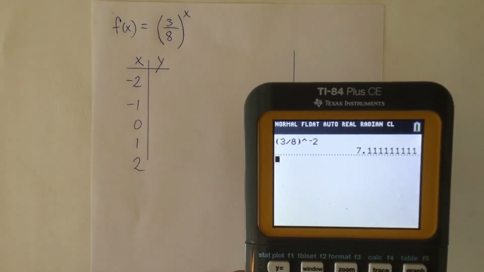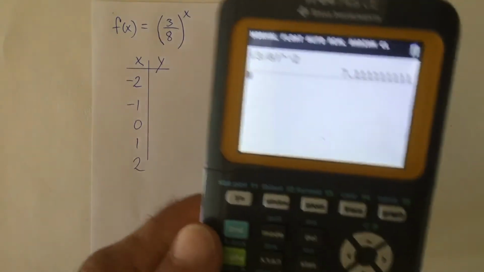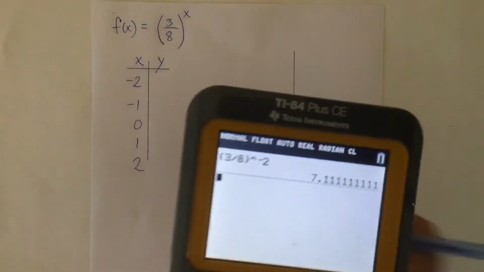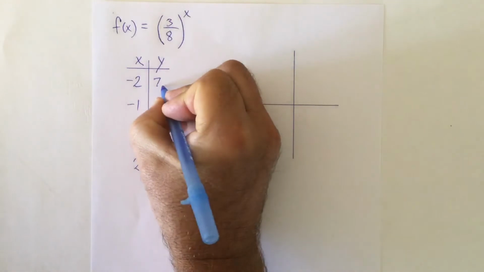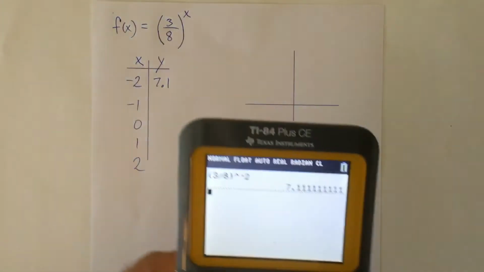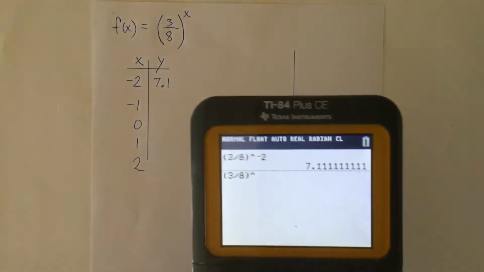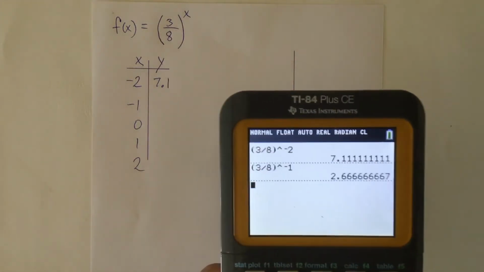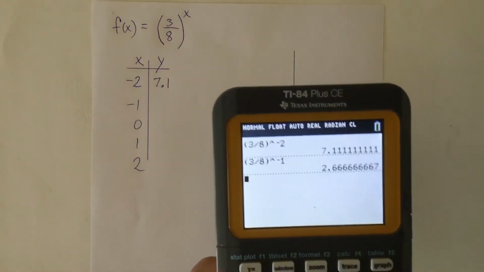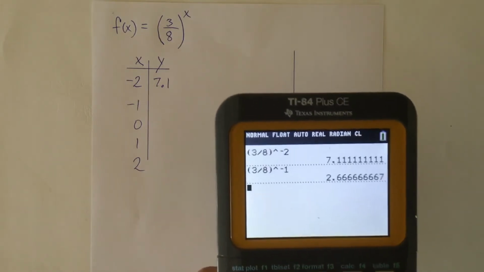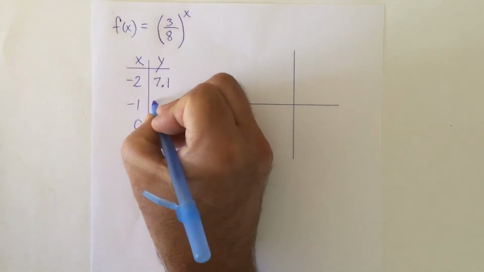I get 7.1111. So when we get these repeating or weird decimals, let's just call it 7.1. We'll just round that thing off. And then let's do parentheses 3 divided by 8. We're going to take that to the power of -1. And boom, what do I got? 2.6 repeating. So I'm just going to call that 2.7. Let's round it off. 2.7.